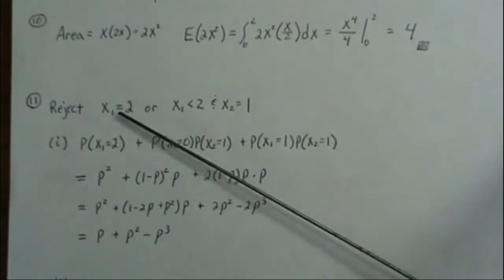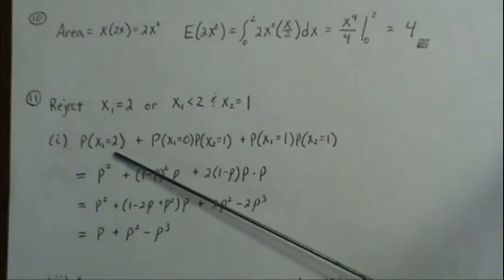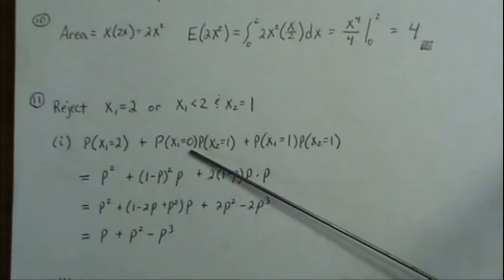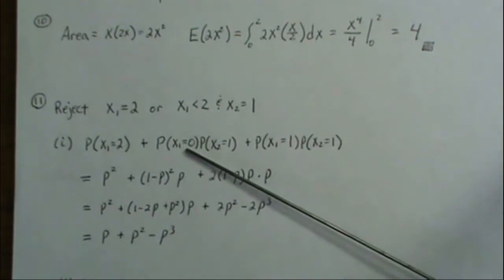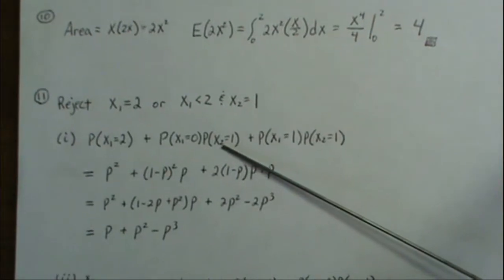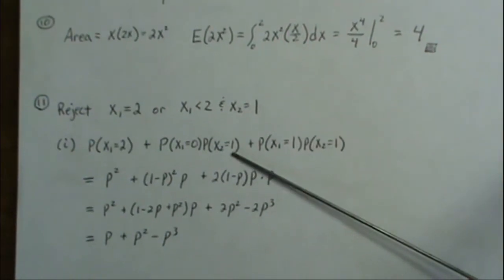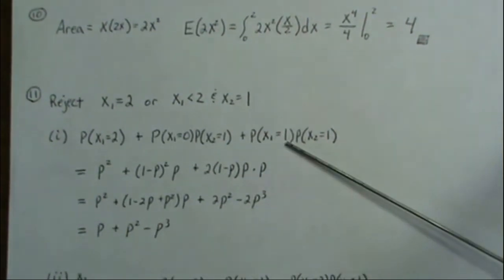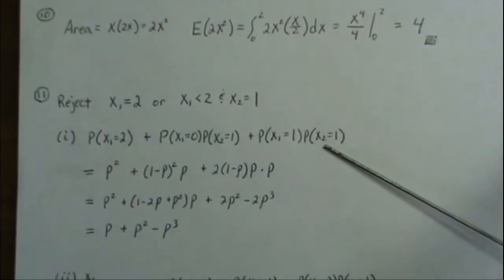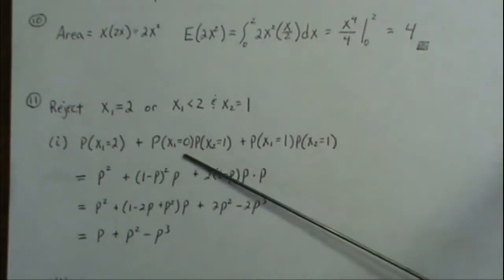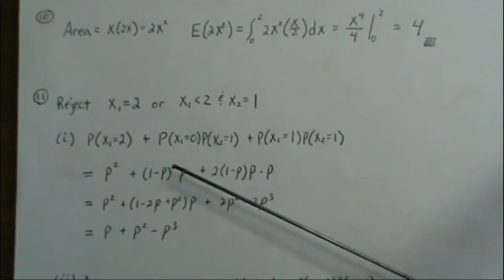If x1, our first sample, is 2, reject. Else, if our sample yields 0 defective and the second sample is defective, then we reject. And also, if the first sample is 1 and the second sample is defective, we reject. So these are all, x1 and x2 are independent.